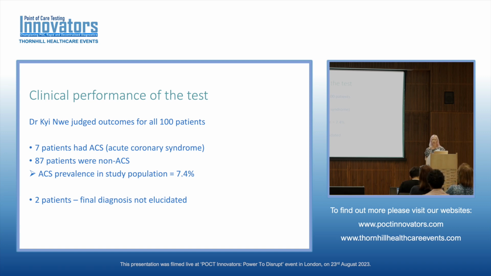So what we were really interested in was how the tests were performing clinically. We had a doctor in ED who helped us by going through every single one of those patients retrospectively and giving us a clinical outcome of ACS or not ACS. So of the 100, 7 patients did have ACS and 87 were non-ACS, which gave us a prevalence in our population of about 7.4%. We weren't able to get a final diagnosis on ACS or not on 2 of those patients.